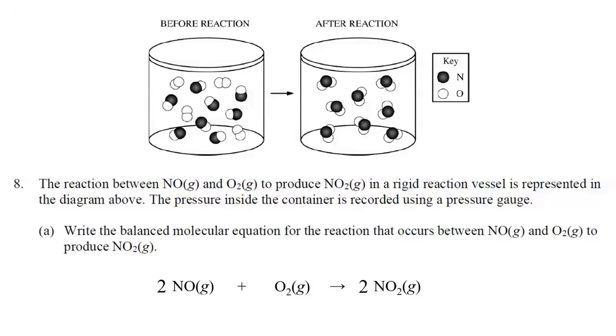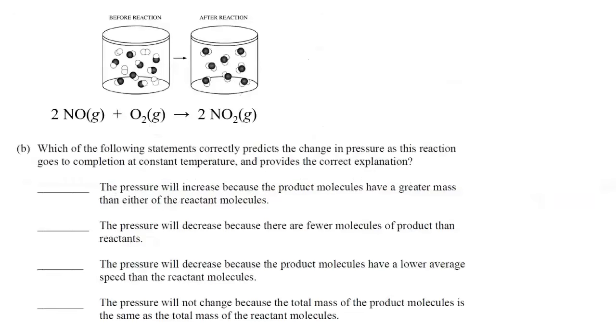Now, with respect to the pressure inside the container recorded using a pressure gauge, let's take a look at part B. Which of the following statements correctly predicts the change in pressure as this reaction goes to completion at constant temperature and provides the correct explanation? So we have 4 choices. The first choice says the pressure will increase. The second and the third choices say that the pressure will decrease. And then the last choice says the pressure will not change.